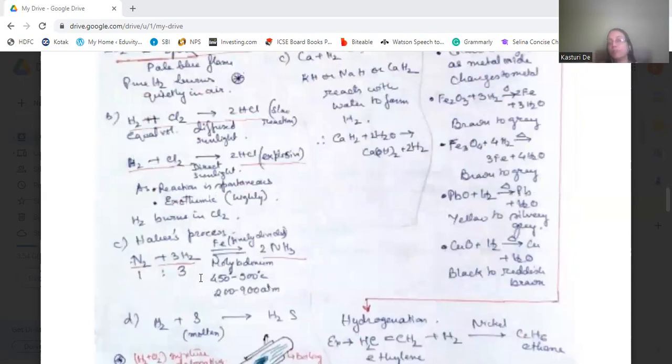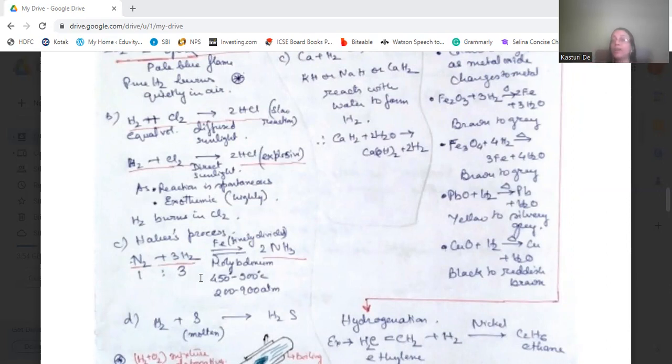Why does this reaction become explosive? Because in direct sunlight, the reaction is spontaneous and highly exothermic. That's why the reaction becomes explosive. Okay.